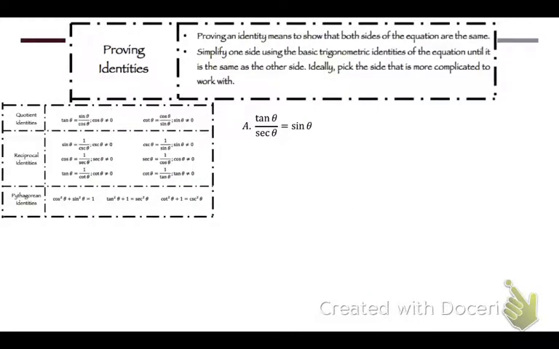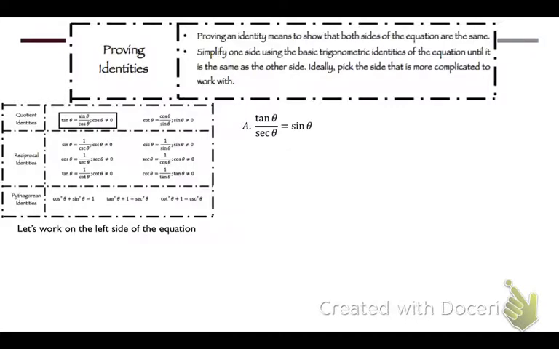Okay, now let's get into proving identities. So proving identities is basically the same as simplifying them, except we're simplifying so that both sides equal the same thing. And you always want to pick the more complicated side to work with. So on this one, we're going to work with the left side of the equation, because for sine of theta, there's not much we can do with that.